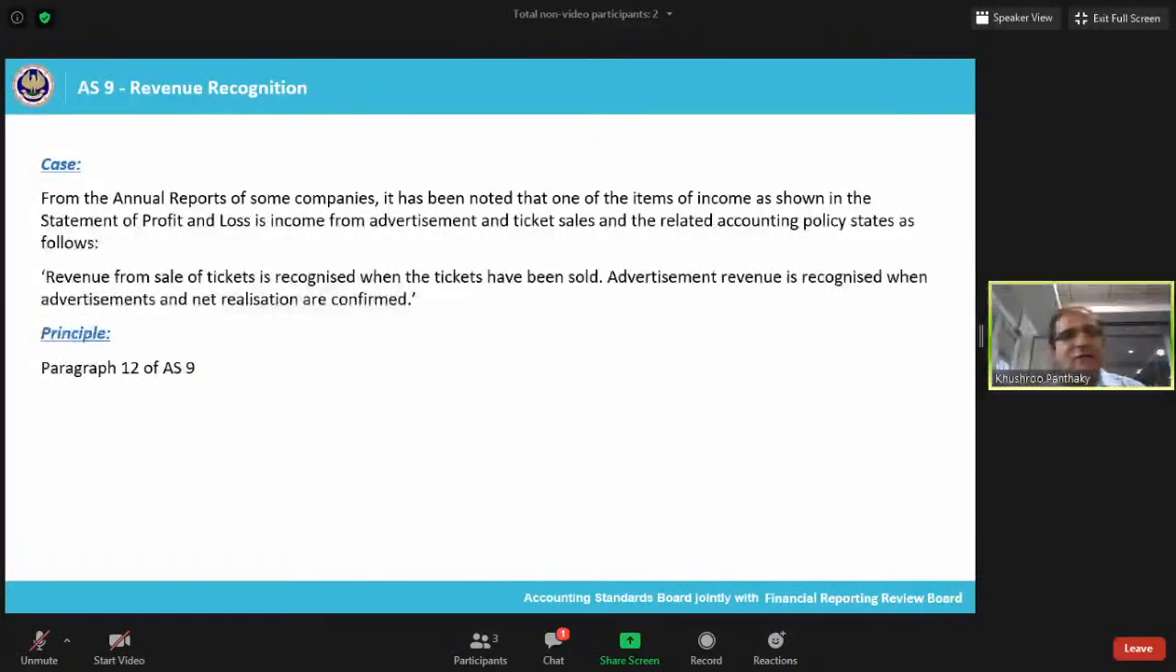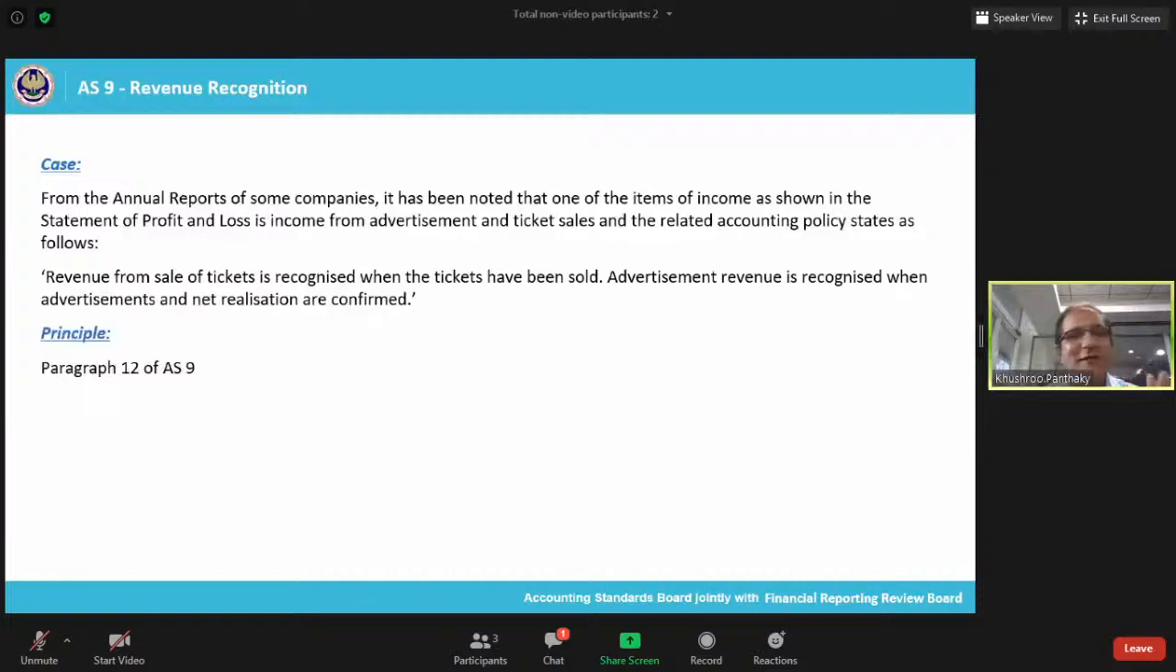It was observed that one of the items of income, as shown in the statement of P&L account, is income from advertisement and the sale of tickets. And the related accounting policy is stated as follows. So you have revenue recognition from sale of tickets, and revenue recognition from the sale of advertisements. The accounting policy given was: revenue from sale of tickets is recognized when the tickets have been sold. Many of you would know exactly where the error is. Similarly, advertisement revenue is recognized when the advertisements and net realizations are confirmed.